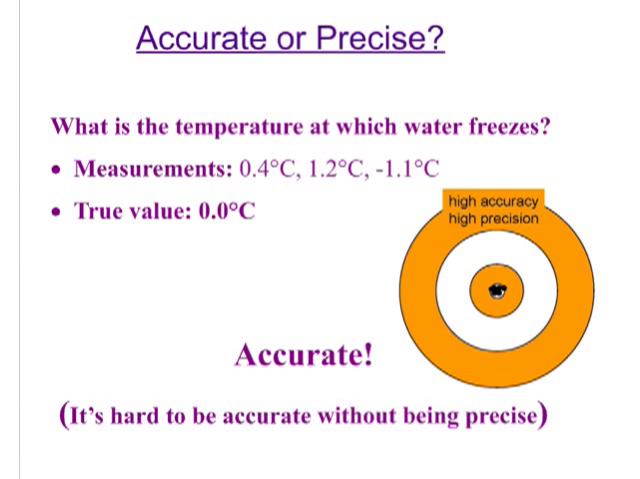Now, let's say we look at the temperature at which water freezes, and we measure these measurements, 0.4, 1.2, and negative 1.1 degrees Celsius. And the true value is 0.0 degrees Celsius. Those are accurate. They're all very close to the true value of 0.0. And I just wrote this: it is hard to be accurate without also being precise.